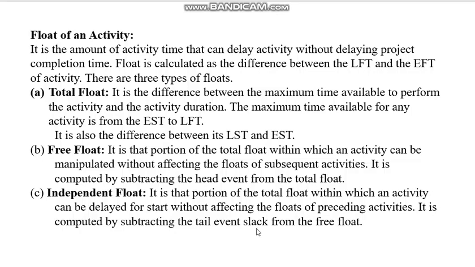I don't think at diploma level you will be calculating all these values, but just know that there are 3 different types of floats.